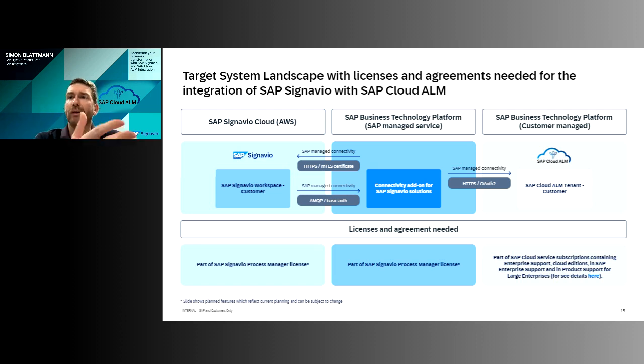So the recommendation is really to work together jointly between business and IT and to decide when the process is ready, when all stakeholders have agreed to the process, and then hand it over to SAP Cloud ALM for the actual implementation. That would be the recommendation from a methodology point of view.